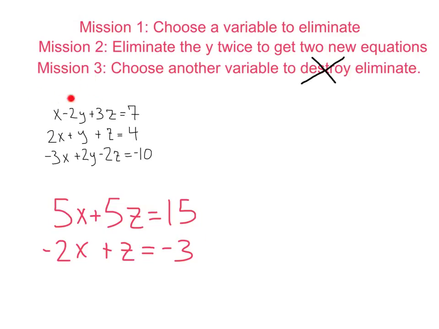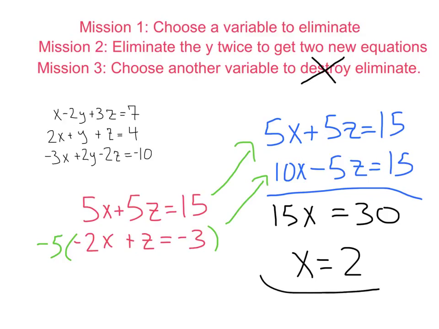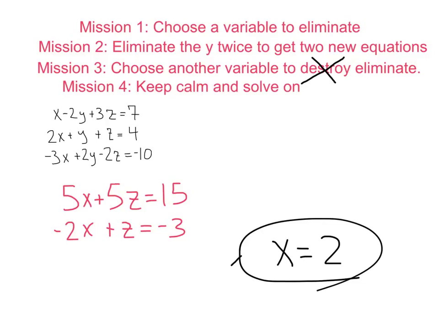That brings us to mission 3. Choose another variable to eliminate. Here, looking at this, I can see that if I take this first equation, set it up with negative 5 times the second equation, that's negative 5 times negative 2x, 10x, minus 5z, equals positive 15, and I match those up and add those two equations together, we'll get 15x equals 30 or x equals 2. We've got our first variable. And you've made it to the fun part. Take that x equals 2, plug it in, and solve from there.